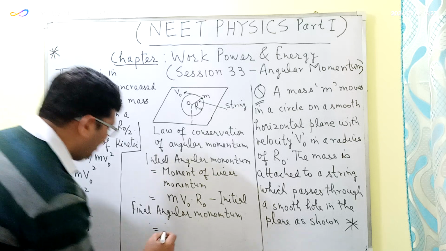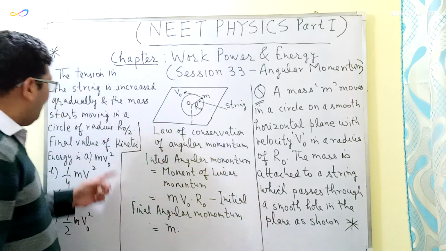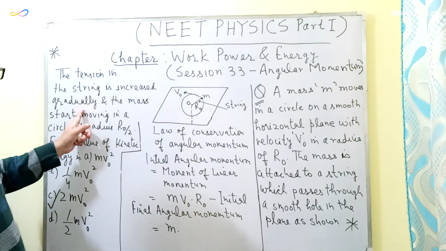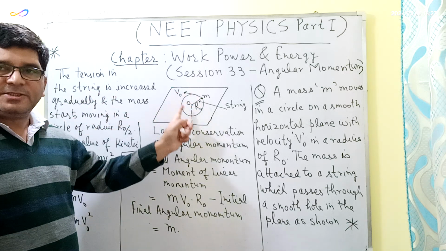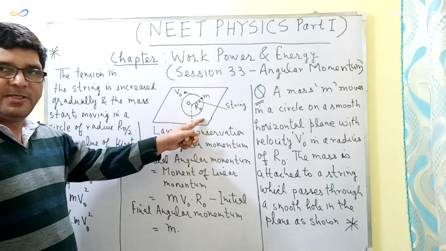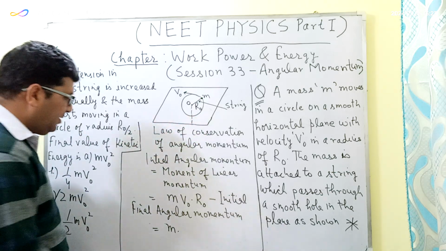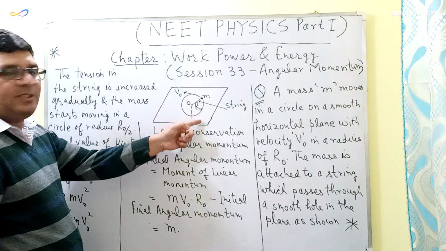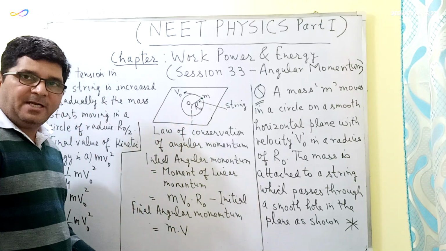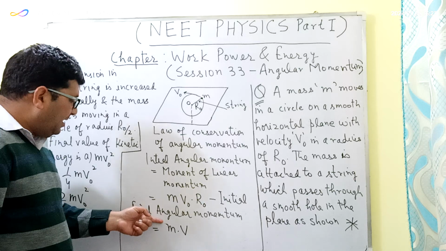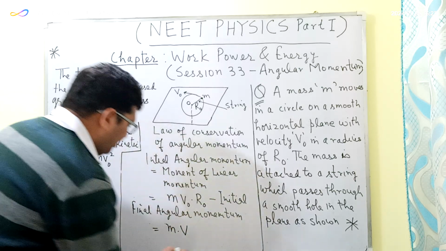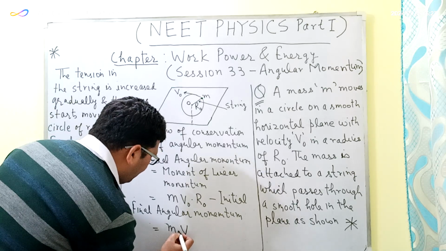This will be equal to m. Now, when the tension in the string is increased gradually, this body of mass m starts moving in a circle of radius r naught by 2. So in this case, what will happen? The velocity of this object of mass m will also change, so that the final angular momentum and the initial angular momentum remain conserved. So this will be equal.